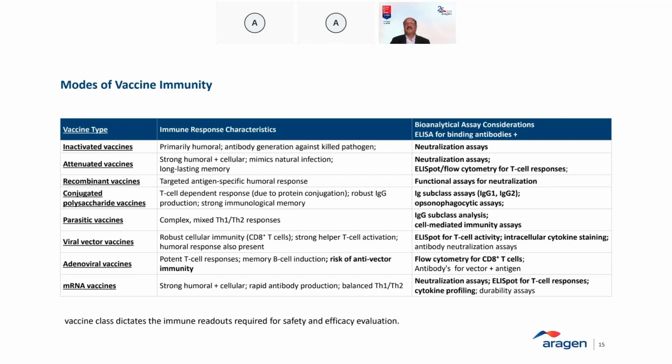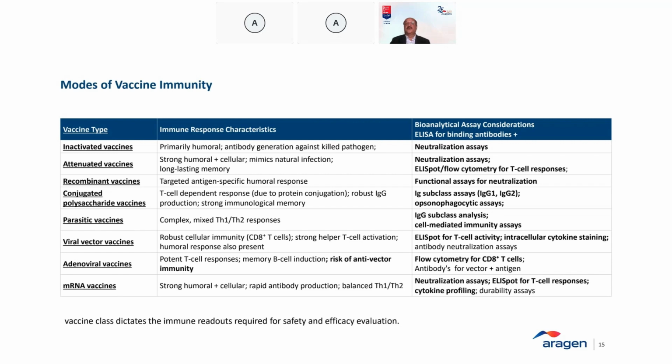Adenoviral vectors have a risk of pre-existing antibodies if you have already been exposed to the vector. So your pre-existing antibody screen becomes critical. And mRNA vaccines give very strong cellular and innate immune response. Hence, that needs the highest assessment of immunogenicity. We do neutralization assays, ELISpot for T cell response, and besides that, we also look at cytokine profiles because that innate immunity can cause inflammation. So the vaccine class dictates the immune readouts that are required for safety and efficacy evaluation.